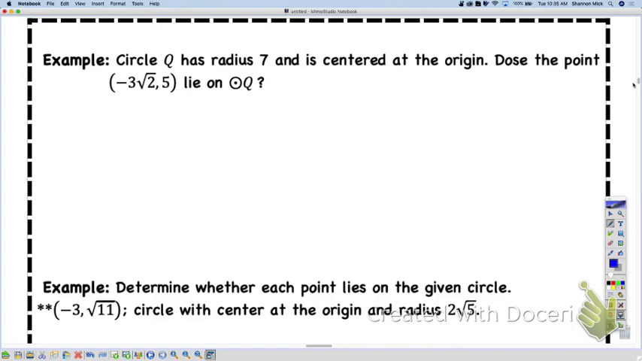So circle Q. This one doesn't have a picture. There's not one circle I gave you here. So if you need to draw a circle, you need to draw a circle. But do you have to draw a circle? No. Not if you don't want to. So circle Q has a radius of 7. It's just a circle, right? Radius is 7. The center is at the origin. What's the point for the origin? 0, 0.